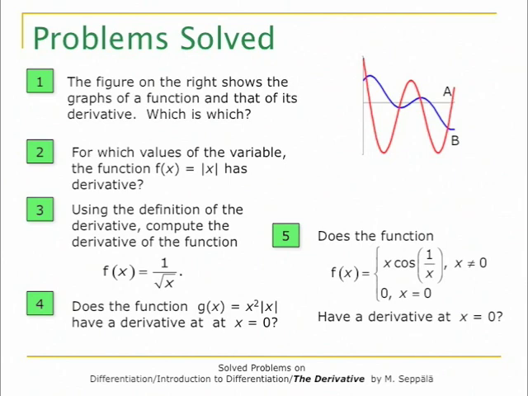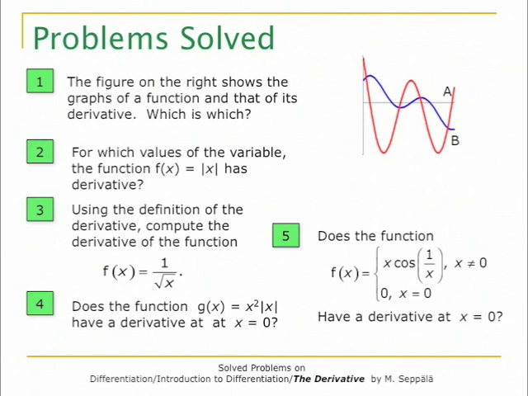Which is which? In the second problem, we will have to find out for which values of the variable x the function absolute value of x has a derivative. In the third problem, we have to compute the derivative of the function 1 divided by square root of x using the definition of the derivative. In the fourth problem, we have to find out whether the function x squared times absolute value of x has a derivative at x equals 0.